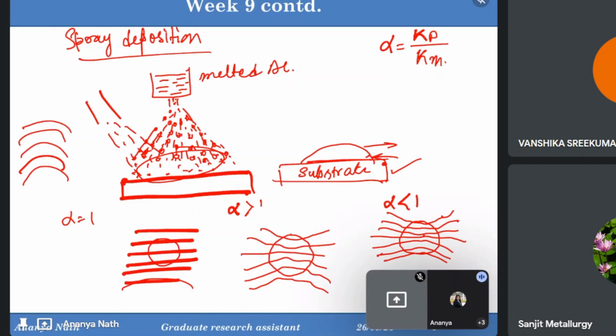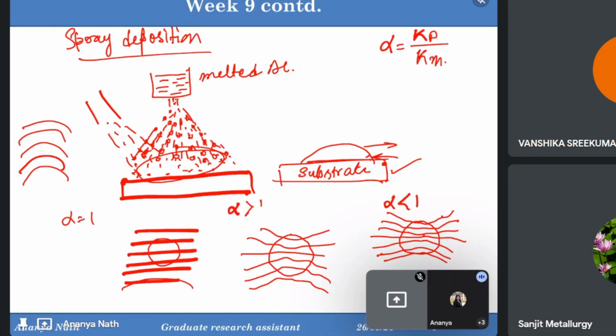So is it clear to all? Ma'am, what does this isotherm mean? It is a line at which the temperature remains constant. Yes, please, can you repeat the second part? Ma'am, what does isotherm mean? Basically, it is a line at which the temperature remains the same.